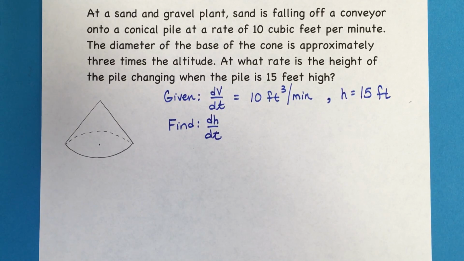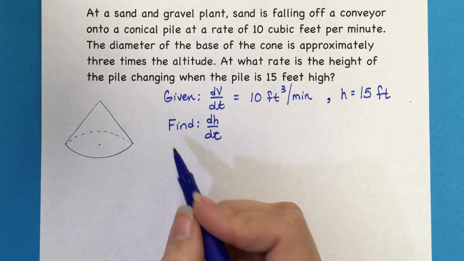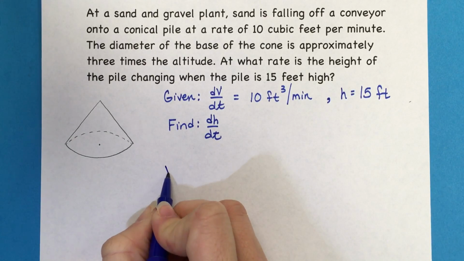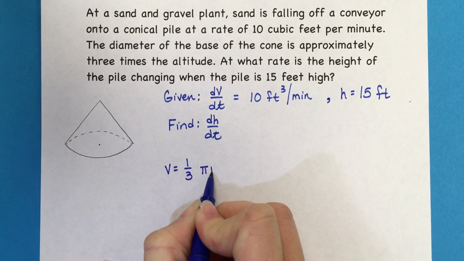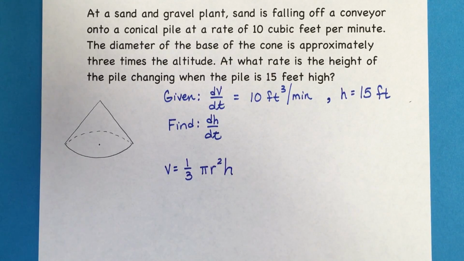Now, the formula that you're going to use here, since you're talking about the volume of a cone, is V = 1/3 pi r squared h. Let's talk about this just a minute. When you go to do the differentiation, the 1/3 pi is just a constant multiple, but you have r squared times h, which means you're going to have to use the product rule.